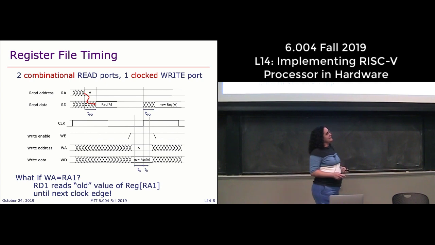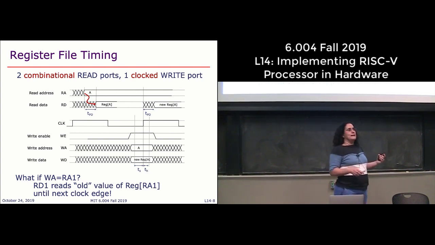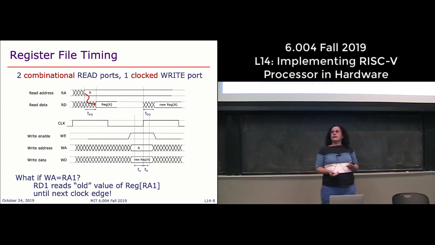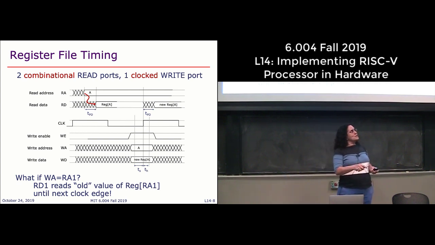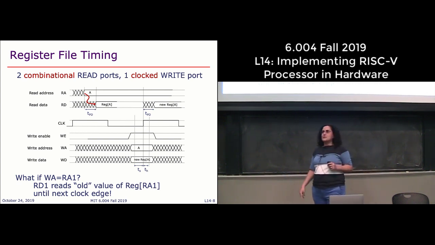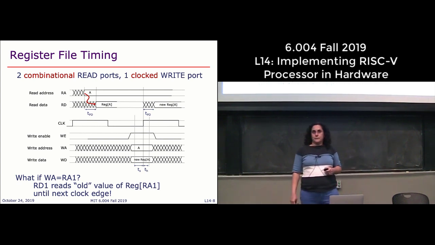So basically, remember that the reads are combinational. So as soon as I try to read this RA1, I'm going to get its current value, okay? I then go ahead and produce a new value, which I want to write to potentially that same register, but that write is not going to happen until after the next rising edge of the clock. Okay, so you read the old value, and then at the next rising edge of the clock, plus some propagation delay, you write the new value. Okay?